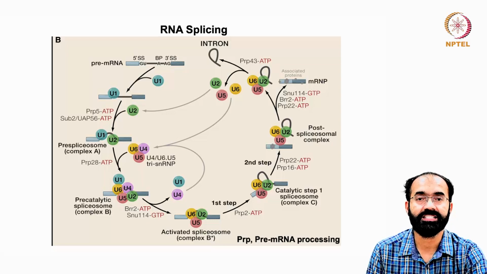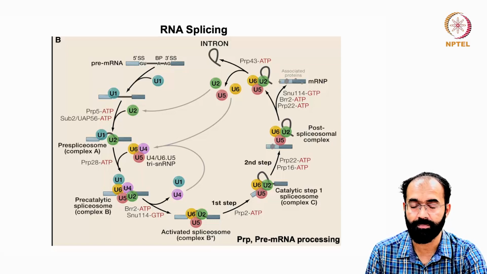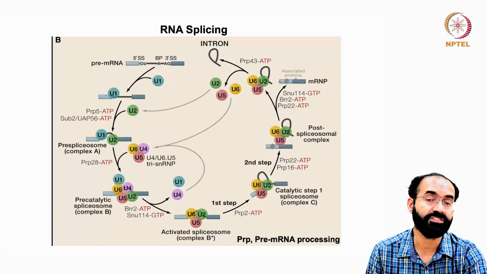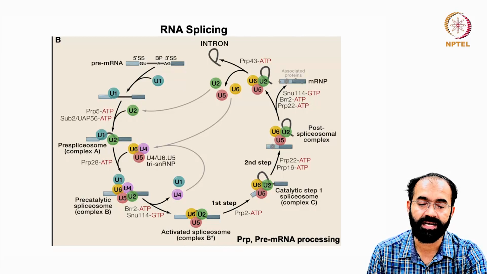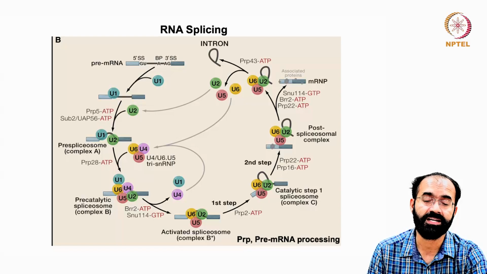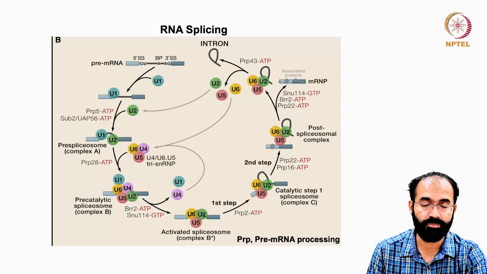And once complex C is formed, that means the first trans-esterification reaction has happened between the branch point and the 5' splice site. Then the second step: because the exon is free, the 3' OH of the first exon is free, and it participates in the second reaction, provided you have PRP22 with ATP, and PRP16 with ATP joins this complex, and you end up with U6, U2 and U5, which is called the post-spliceosomal complex, because the first step is done, the second step is done, the RNA is spliced.